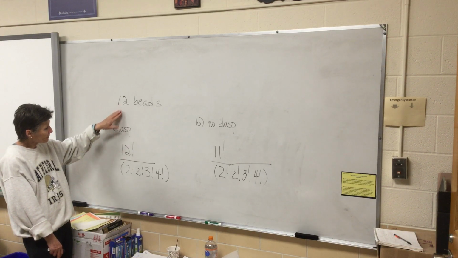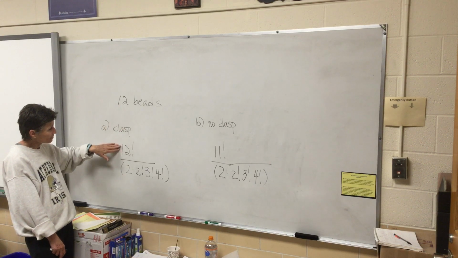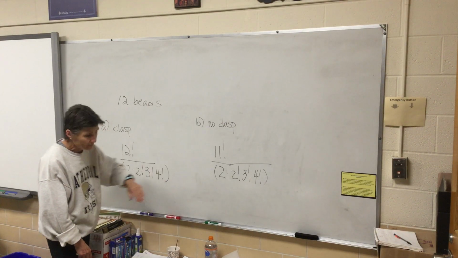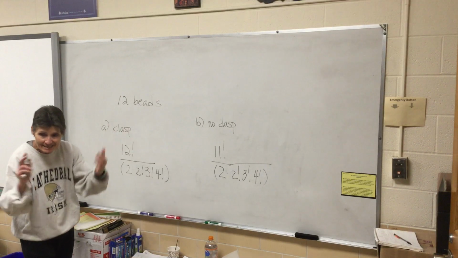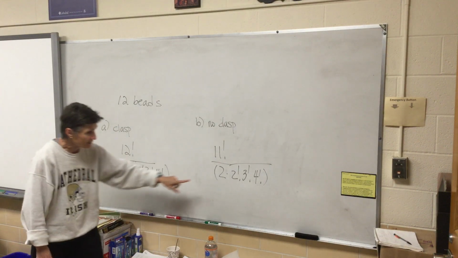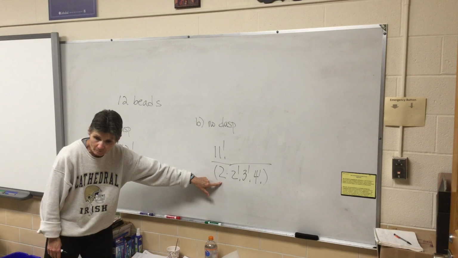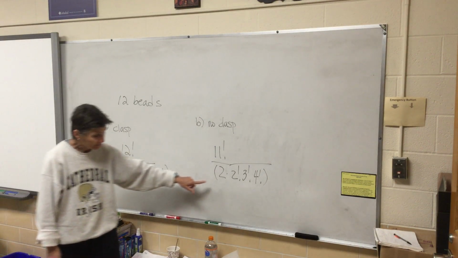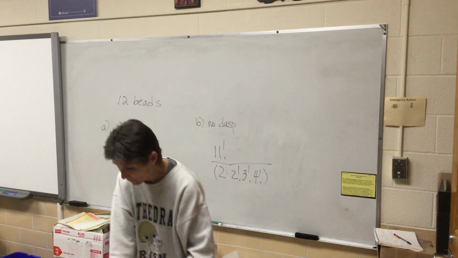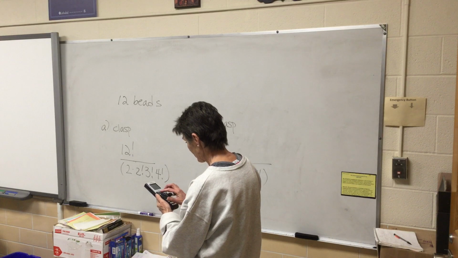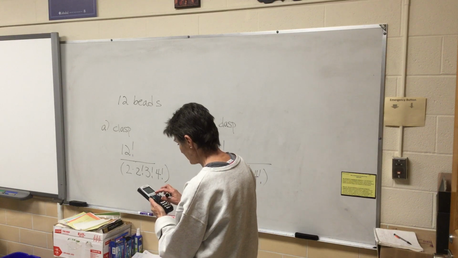The clasp makes it 12 factorial. No clasp makes it 11 factorial. Any necklace, bracelet, or keychain is getting divided by 2. These are the duplicates. All right, let's type them in, see what we come up with as our answer, and then we will be done for the day. Well, done with this class for the day.